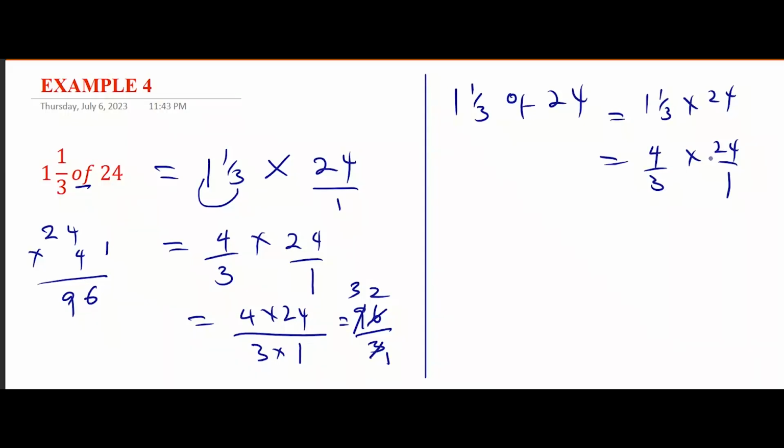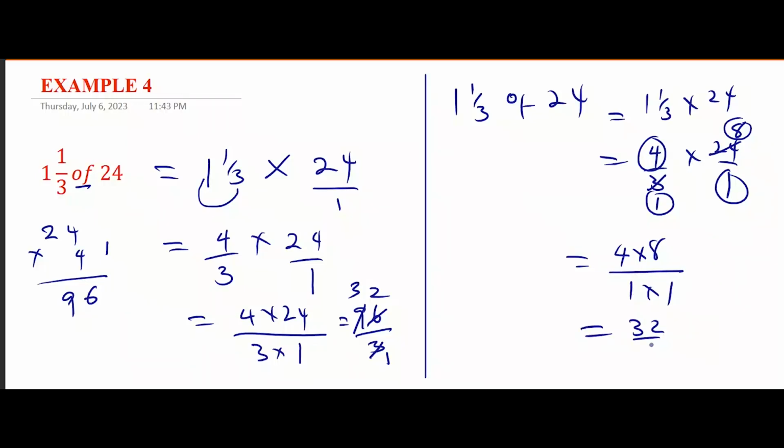You can check my video on rules of divisibility. 3 goes in 3 once, 3 goes in 24 8 times. So we are left with 4, 8, 1, and 1. That will be 4 by 8 out of 1 by 1. That will give us 32 out of 1, which is equal to 32. So this is how you simplify or multiply two fractions. This will be the end of this video.